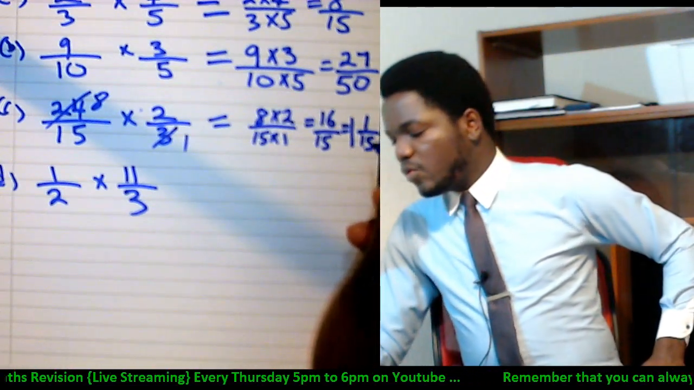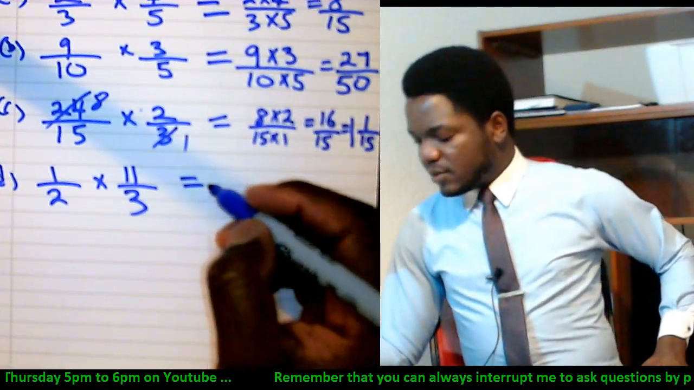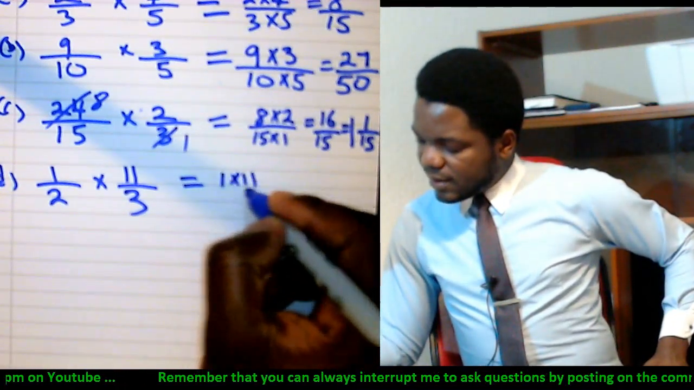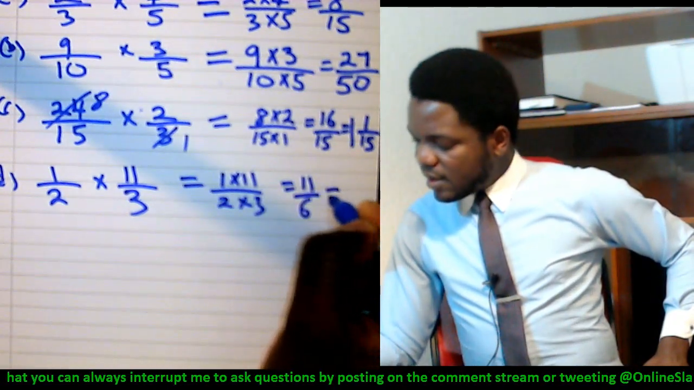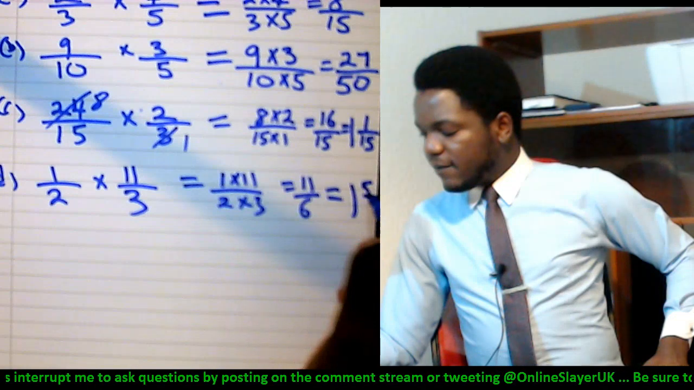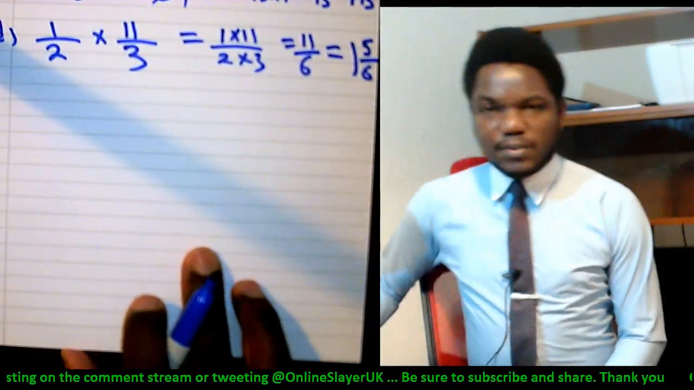One whole number, 1 over 15. And in this case, straightforward again, as we said, 1 times 11 over 2 times 3, which is 11 over 6, which is one whole number, 5 over 6. That is how straightforward it is to do multiplication.